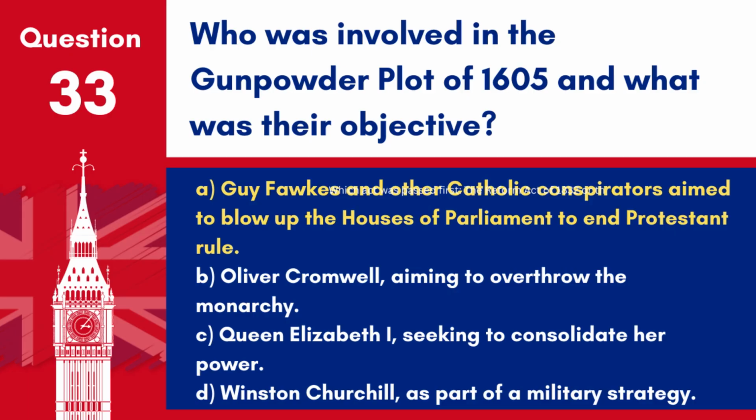Answer: A. Guy Fawkes and other Catholic conspirators aimed to blow up the Houses of Parliament to end Protestant rule. The Gunpowder Plot, led by Guy Fawkes and a group of Catholic conspirators in 1605, was an attempt to destroy the Houses of Parliament during the state opening to kill King James I and overthrow the Protestant government.